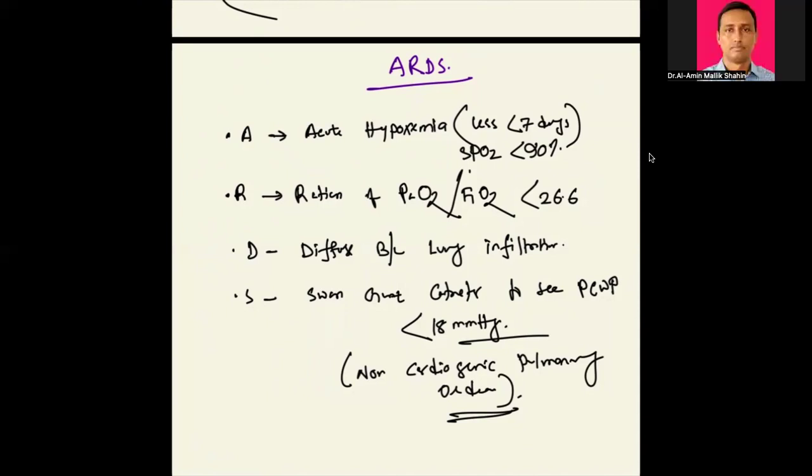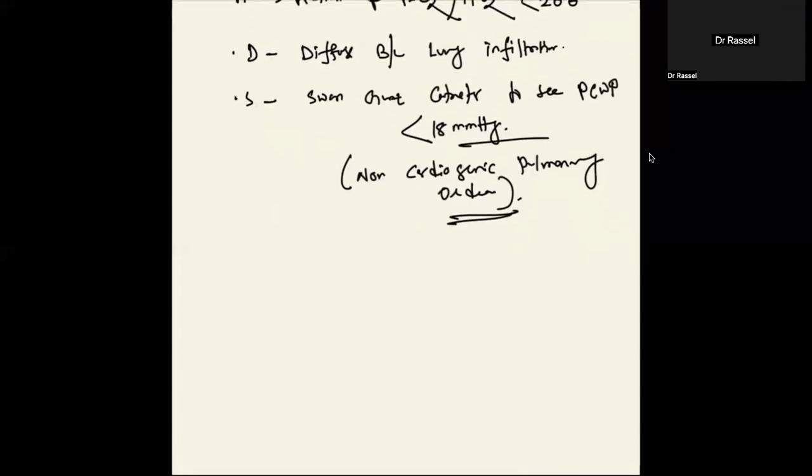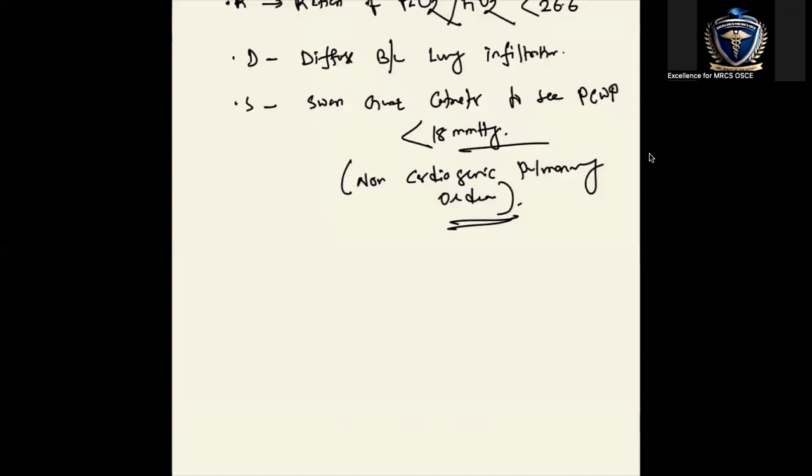And the fourth one: Swan-Ganz catheter inserted to see the pulmonary capillary wedge pressure, which is less than 18 mmHg, because there is no involvement of cardiac function. There are no cardiac abnormalities. So this is the mnemonic for Swan-Ganz. These are the mnemonics basically.